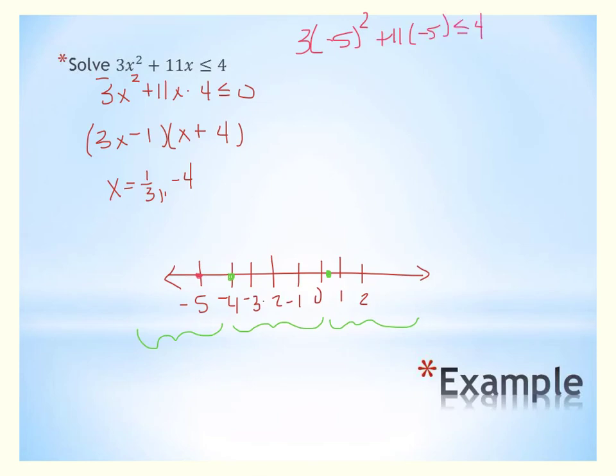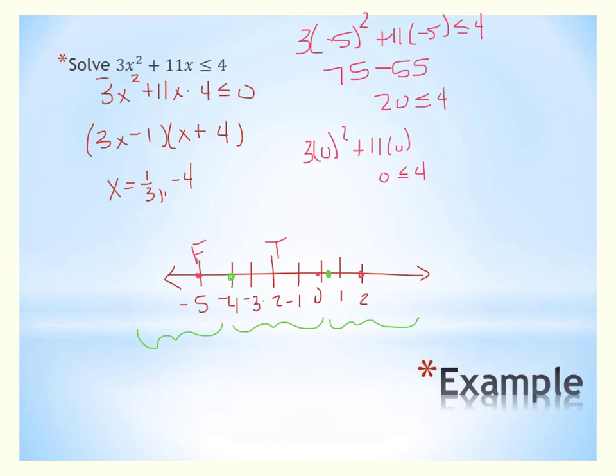So it's going to be 25 times 3, which is 75, minus 55, which is 20, less than or equal to 4. So that is false. And then let's go ahead and check 0. You don't have to check a number in the middle. So we're going to have 3 times 0 plus 11 times 0. So is 0 less than or equal to 4? That would be true. And so it always either should be the middle true or the two ends true.